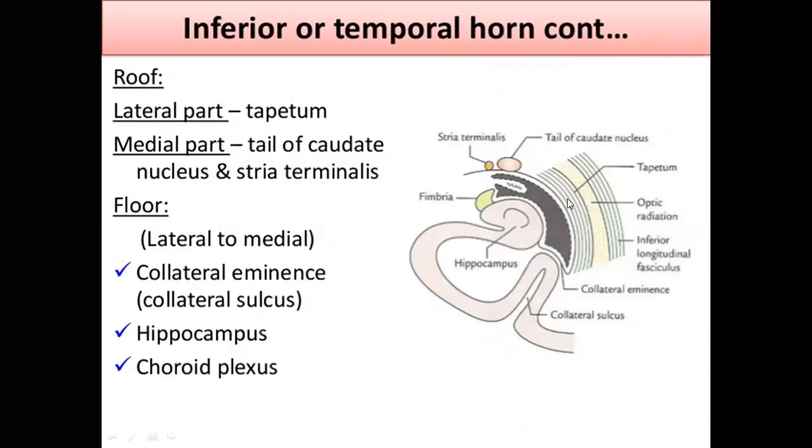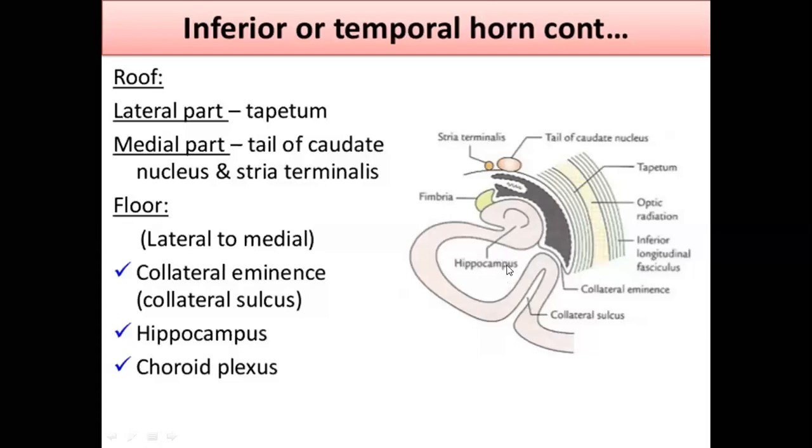Tapetum are fibers, it is white matter. Then the medial part is formed by the tail of the caudate nucleus. This is the tail of the caudate nucleus and stria terminalis. They form the roof. In the floor, we have the choroid plexus. Those are tufts or bunches of capillaries. We have the hippocampus.